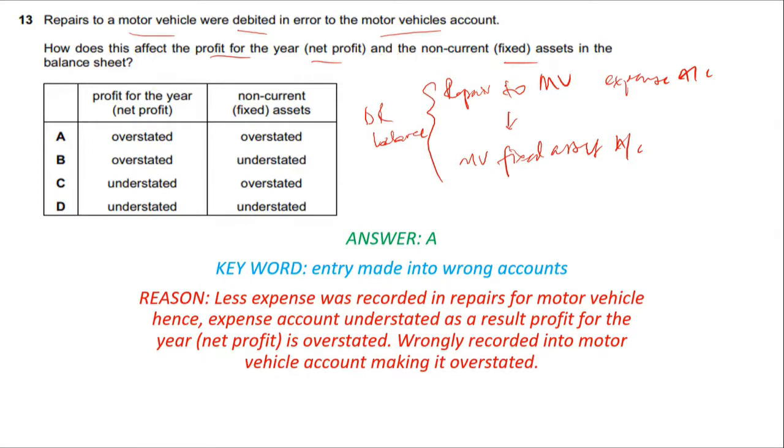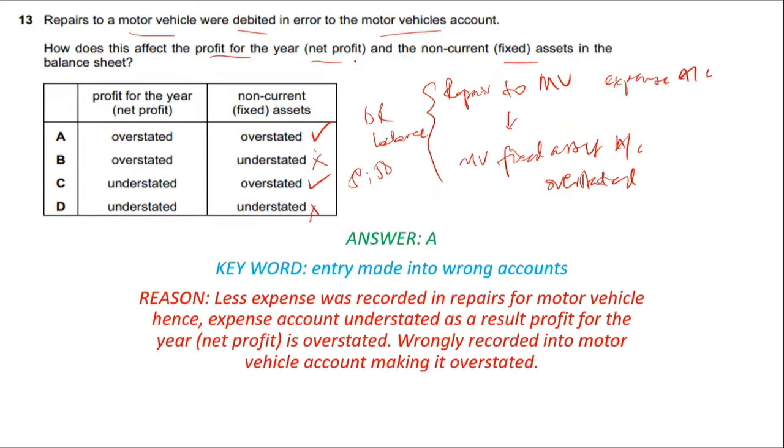For fixed assets, it's very easy. We never purchased a motor vehicle, but we debited the repairs of motor vehicle to motor vehicle fixed asset account. Now, this is basically my fixed asset account is overstated. So I would immediately look at my options, and I should be down to 50-50 now, which is either option A or option C. B and D are absolutely wrong because they say the fixed asset account is understated, and that is not the case in here.